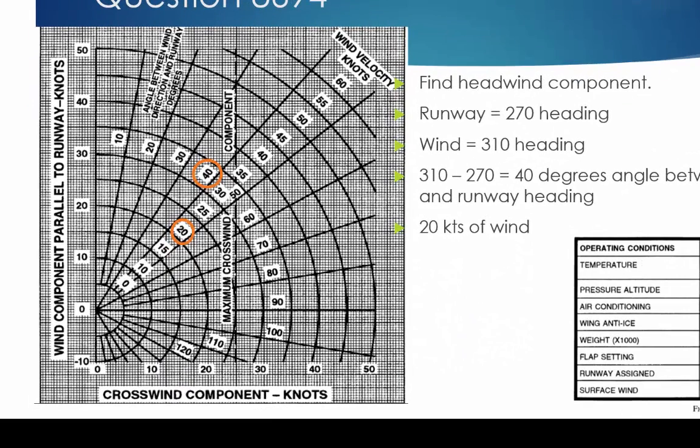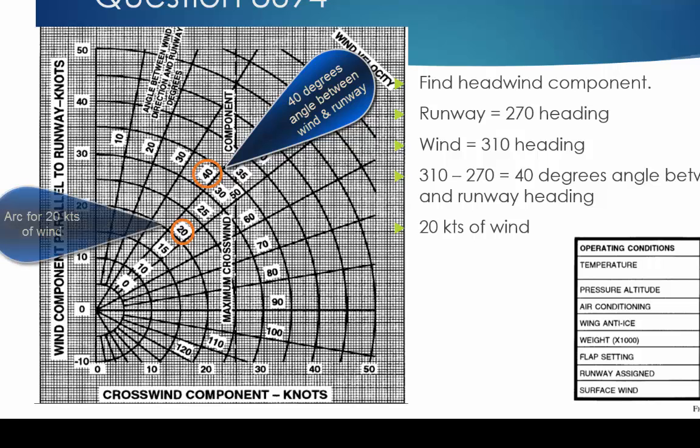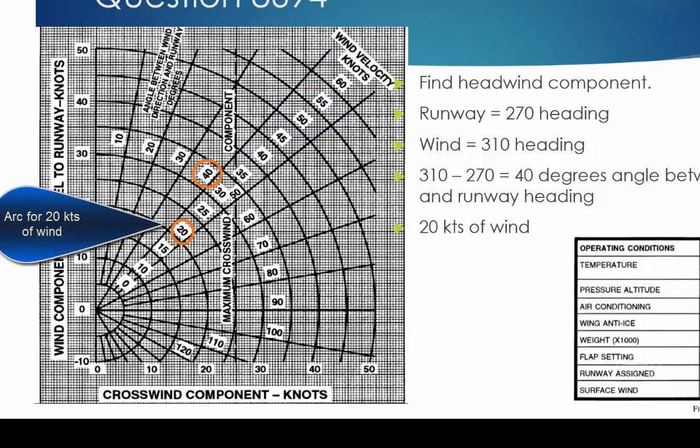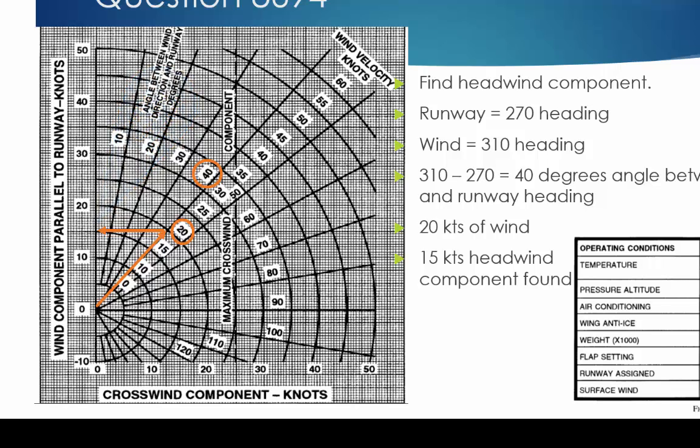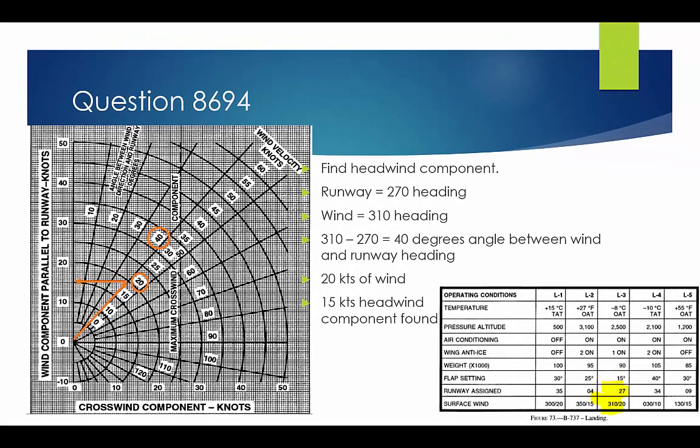Next, we notice that there's 20 knots of wind. So we've got a line on our headwind calculator chart here, and it's 40 degrees off. We can then find the arc for 20 knots of wind, and where that arc intersects with the 40 degree off the runway line, we go over to the left scale and we can find our wind component parallel to the runway, which, looking at that, is about 15 knots of headwind component for this day and this runway assignment. So we're going to note that 15 knots of headwind component is what we found for this problem.